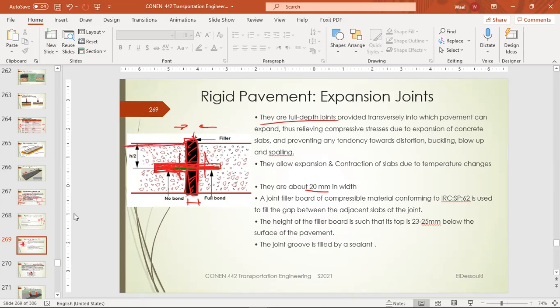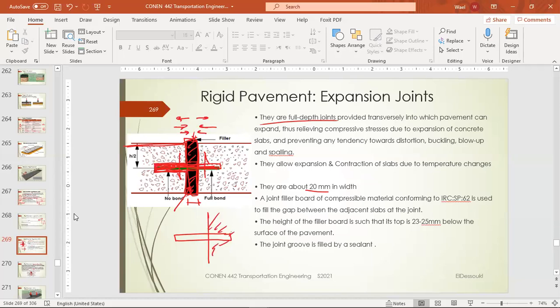So what's the purpose of this? It basically allows expansion and contraction of concrete without transmitting stresses. So this black thing is most probably rubber, and the dowel will be something like this. It's fully attached to the concrete here.